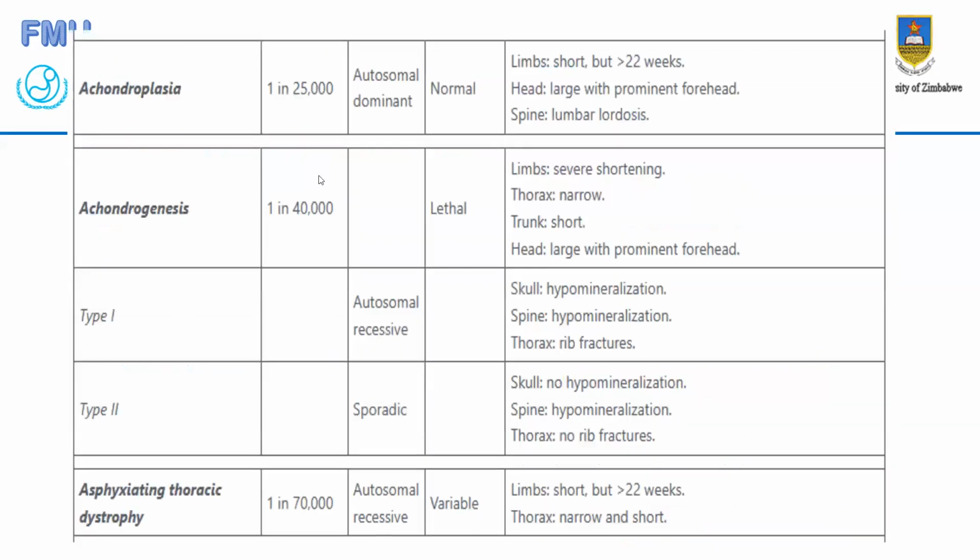Then achondroplasia. As common as 1 in 25,000, fairly common. And it is inherited as an autosomal dominant. Achondroplasia is probably the most common skeletal dysplasia that you see, because most of these are the short patients, people who are extremely short. I think we've all seen them coming to our antenatal clinics and also to fetal medicine.